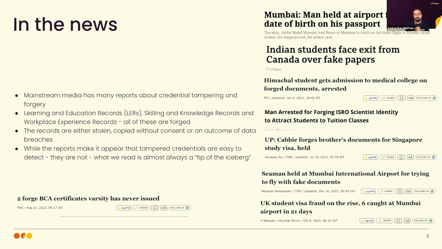There are many reports about credentials being tampered and forged. All kinds of credentials get forged: learning and education records, skilling and knowledge records, workplace experience records. All of these are tampered with for various reasons. And what we see in the media is just what I call the tip of the iceberg, because just because it has been seen in the media doesn't necessarily mean that this is all of what is happening. There is much more that gets undetected, and this causes what we call a trust deficit in the system.